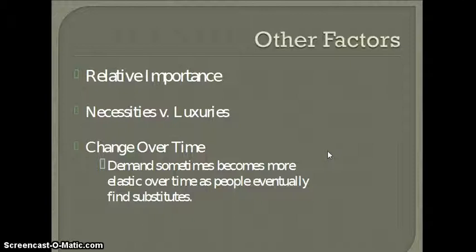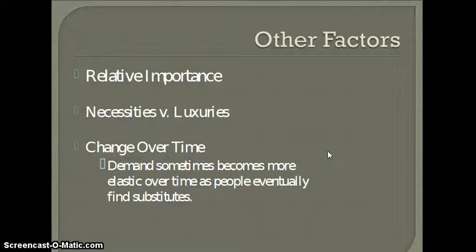Other factors that affect elasticity: the importance of the item. If you really want that item and it's very important to you, you may be willing to pay a higher price for it. If it's not very important to you, then you're probably going to respond pretty quick to a price increase. Necessities versus luxuries. Necessities typically have inelastic demand. Luxuries typically have elastic demand.